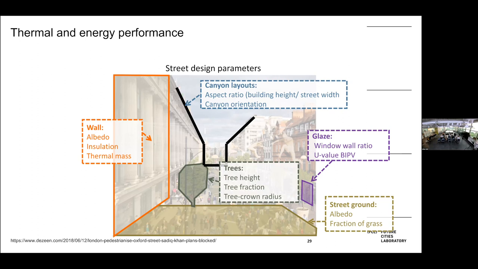We have to set the canyon layout, which includes the aspect ratio, and choose the canyon orientation, like west to east or south to north. We also have to determine the building surface material, the building walls, like the insulation of the buildings and the thermal mass. We also have to design a few landscape elements, like the tree size, tree height, and the street ground.